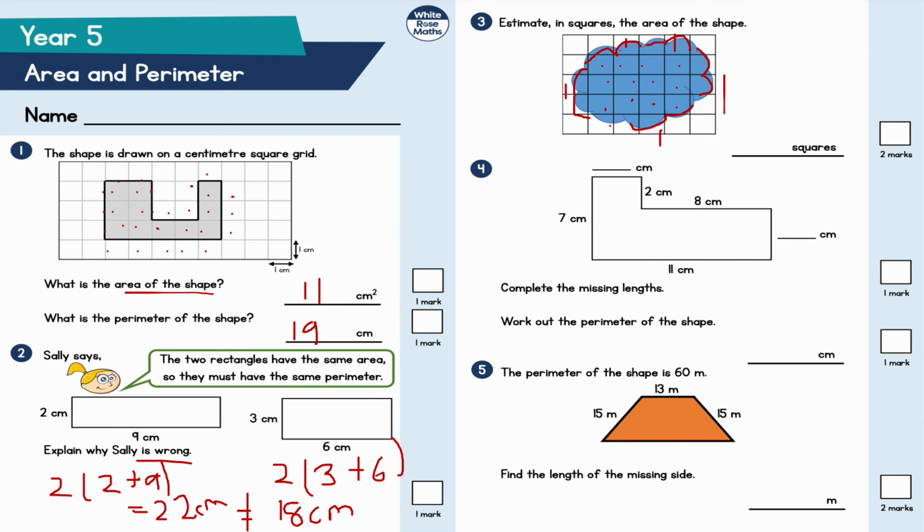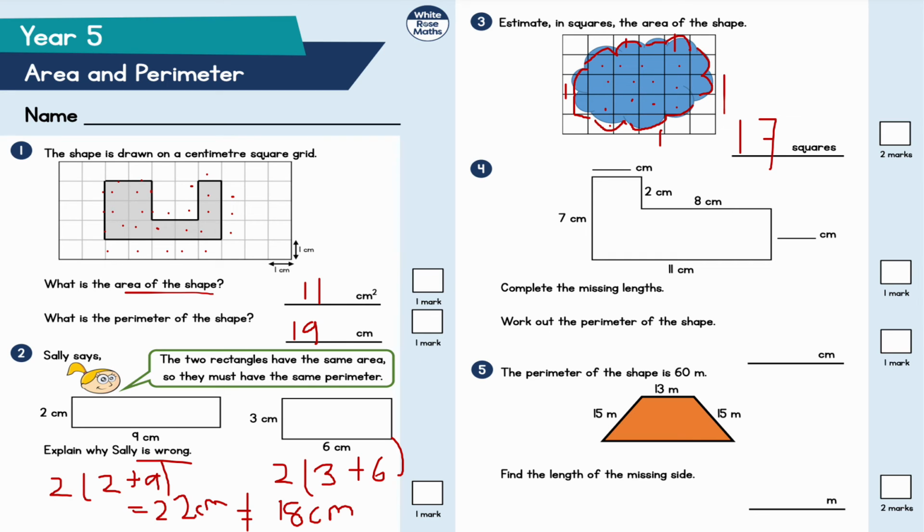So, we're going to have 1, 2, 3, 4, 5, 6, 7, 8, 9, 10, 11, 12, 13, 14, 15, 16, 17. So I am saying that's approximately 17 square centimetres. Possibly 18, possibly 16, depending on your estimation. But that's a good rough estimate.